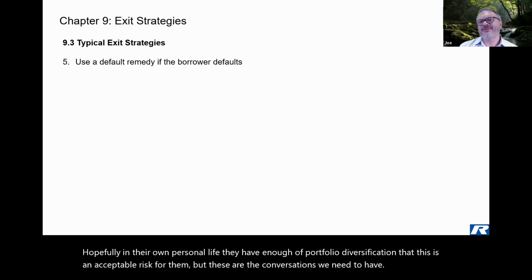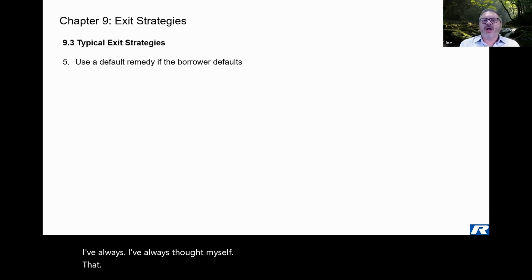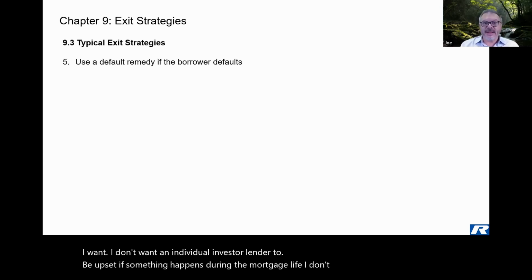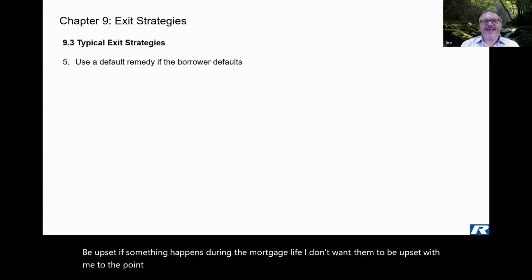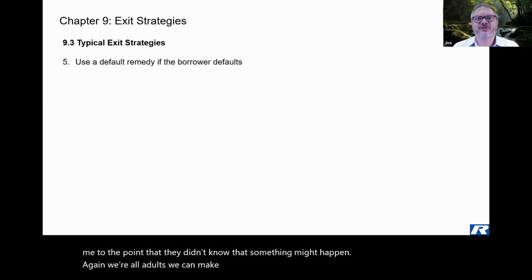I've always thought myself that I don't want an individual investor lender to be upset if something happens during the mortgage life. I don't want them to be upset with me to the point that they didn't know that something might happen. Again, we're all adults. We can make our own investment decisions as long as we have the information to make an informed decision.